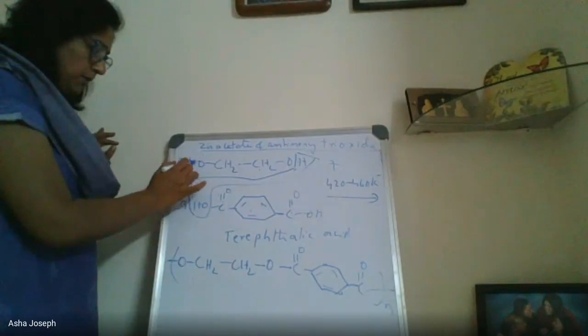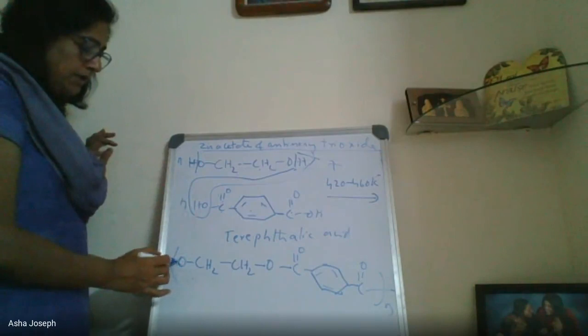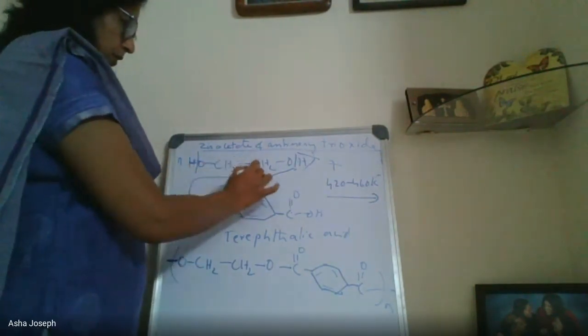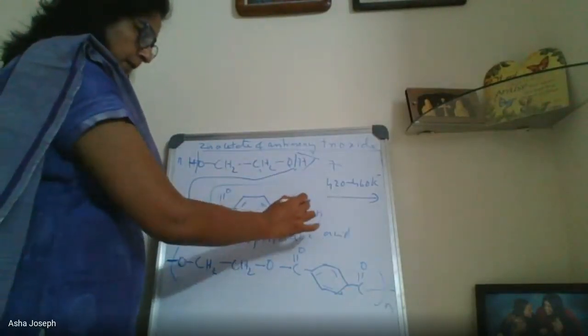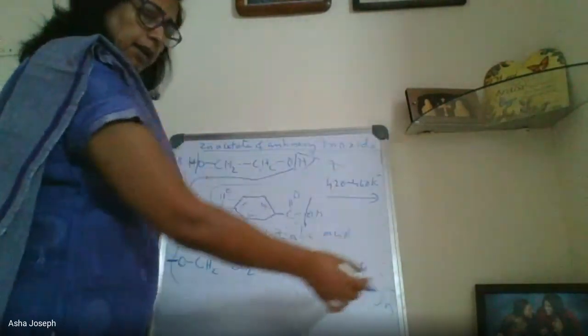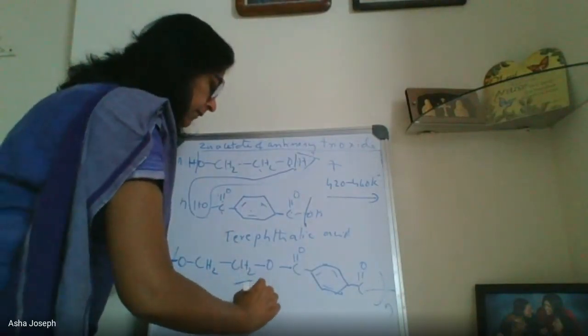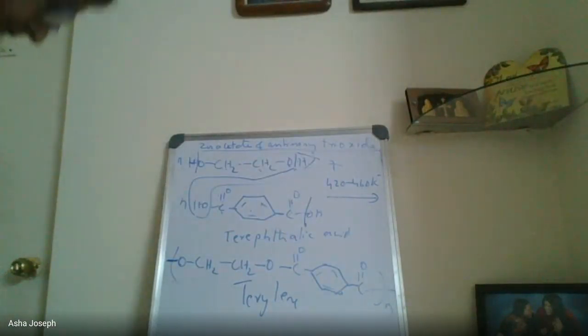When you write the polymer, you know that on this H, another terephthalic acid will come. So I remove that H and put a dash. And the remaining CH2, CH2, O, CO, benzene ring, C double bond O. This OH I cannot write because another glycol will come. So this is the polymer. This is terylene or dacron. Now understood? Yes, ma'am. Got it, ma'am.